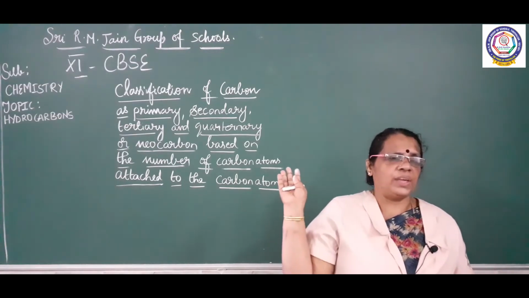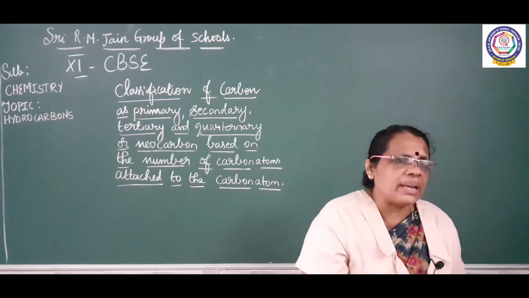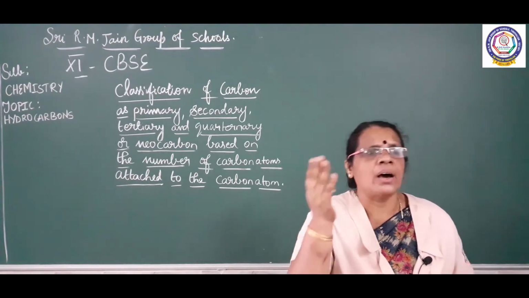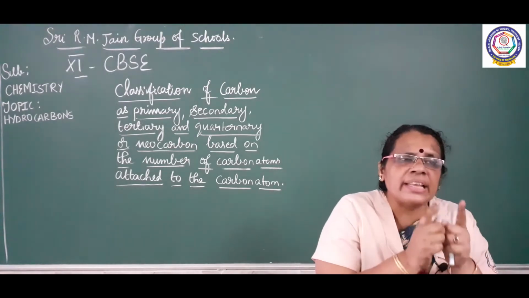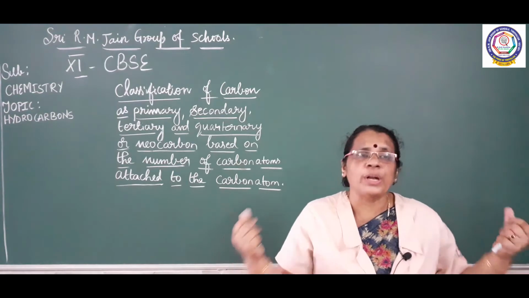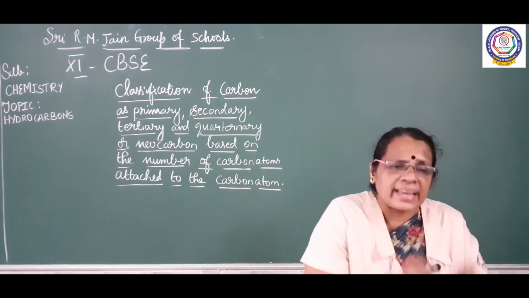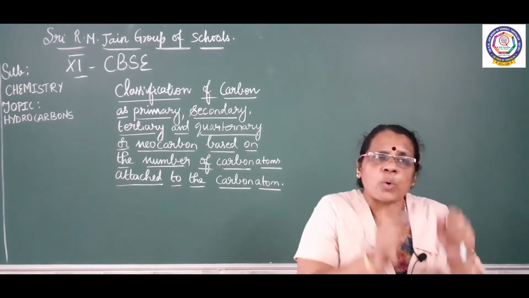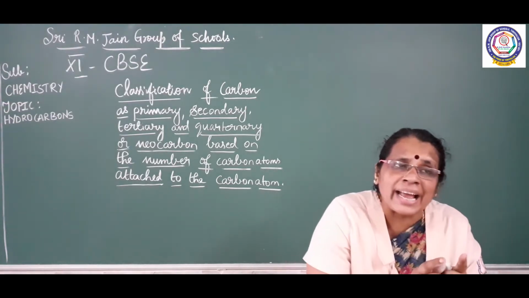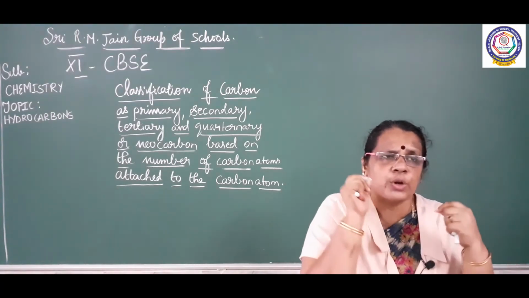Today, we are going to see how carbon atoms are classified as primary, secondary, tertiary and quaternary or neocarbon, based on the number of carbon atoms attached to the carbon. Shall we see, children? Be ready with your notebook.